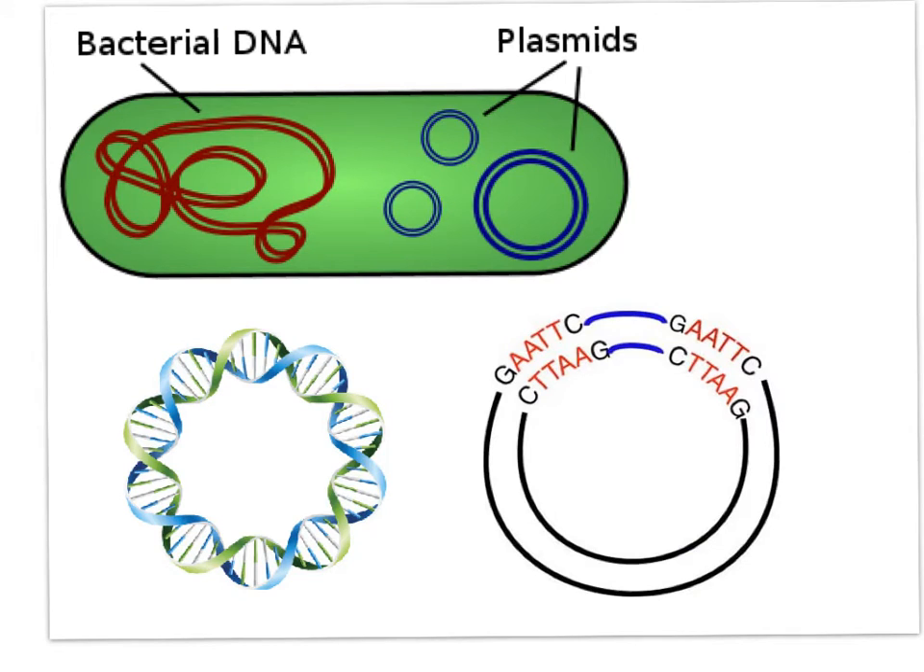Once again, plasmids are small rings of DNA within the cytoplasm of bacterial cells, and these are separate from the principal chromosome of the cell. Just to foreshadow the next slide, it's important for you to view plasmids as a ring of DNA, as you can see here, and at a more magnified level, a ring of base pairs, as you can see here.